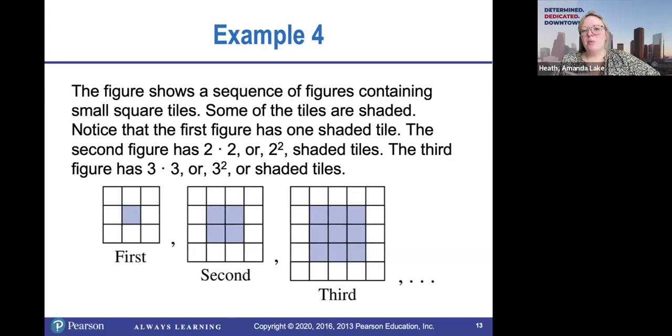So then we are going to think about sequences and how we can represent them algebraically. This figure shows a sequence of figures containing small square tiles. Some of the tiles are shaded. Notice that the first figure has one tile shaded. The second figure has two square tiles shaded. The third has three square tiles shaded. And so we could represent the sequence entry, if we want to call the entries of the sequence a sub n. So this would be a1, this would be a2, this could be a3. a sub n is just given by n squared.